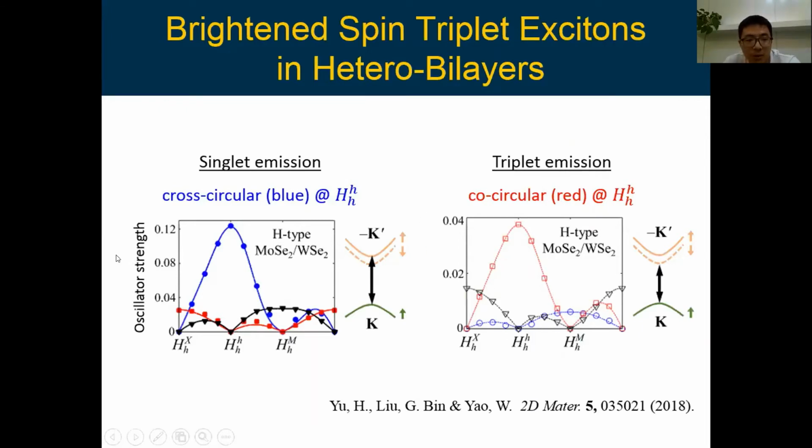So they calculated the oscillator strength for both singlet exciton and triplet exciton. They find that the oscillator strengths at these atom registries are comparable. But most importantly, they will couple with a photon with opposite helicity, which is represented by the different colors. So this analysis fully agrees with our observation.